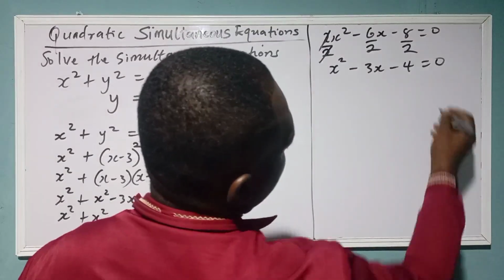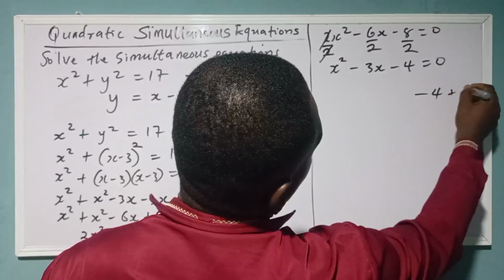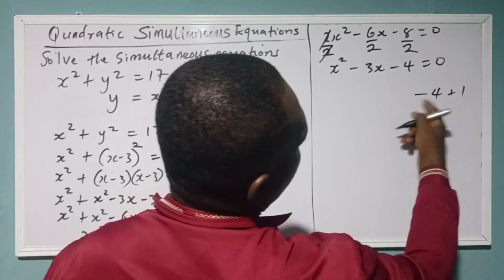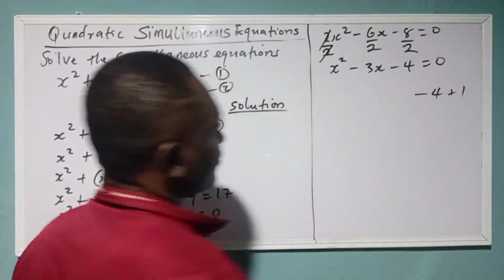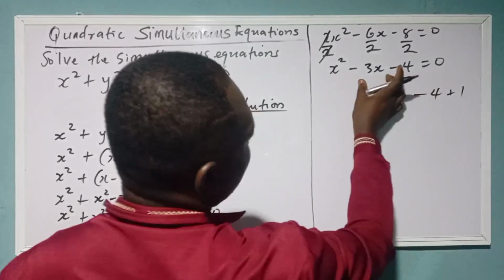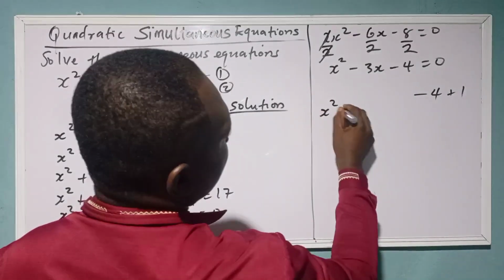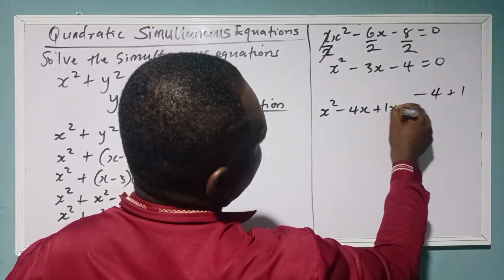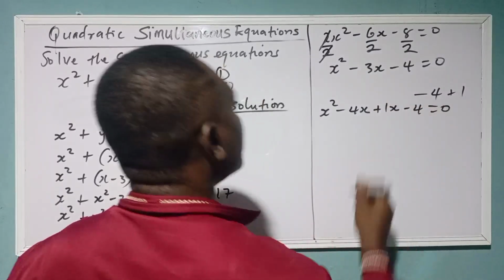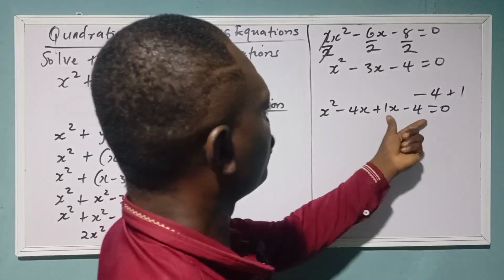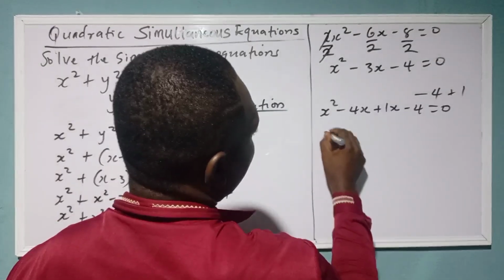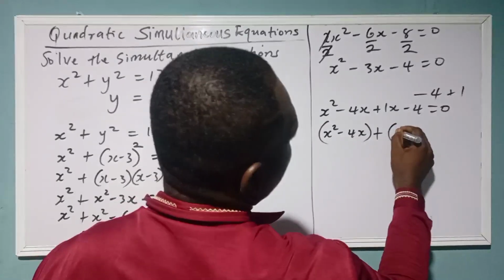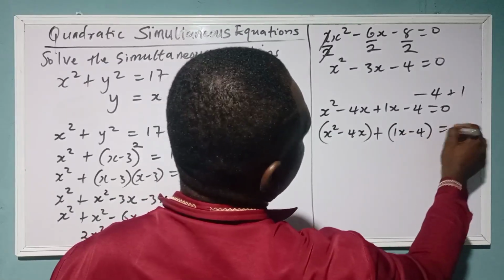That value can be what? Minus 4 plus 1. If you say minus 4 plus 1, it will give you minus 3, and minus 4 times plus 1 will still give you minus 4. So let's substitute that value for minus 3. So we have minus 4x, then plus 1x minus 4 is equal to 0. If we separate this expression into 2, we have x squared minus 4x as one part, plus the second part, 1x minus 4, and it's equal to 0.